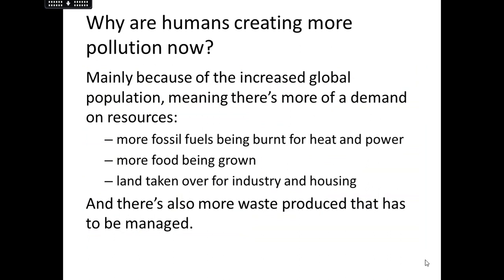So, why are we actually creating more pollution now than ever? It's particularly an issue because of how much our global population has increased. It is exponential. Because we've got so many more people, not only do we physically need to house these people and place them in places, and that obviously means that animals and plants will have less space, there's also more of a demand on other resources. So fossil fuels, everyone needs heating and powering in these first world countries. So more fossil fuels get burnt, that increases the carbon dioxide into the atmosphere. It's a big cycle there that's not particularly positive.